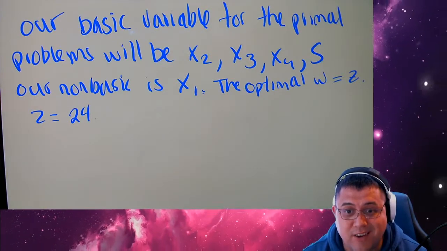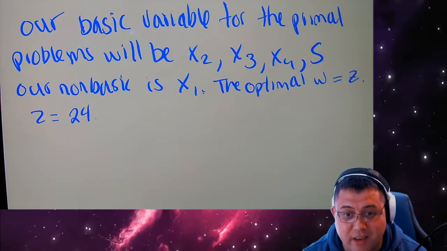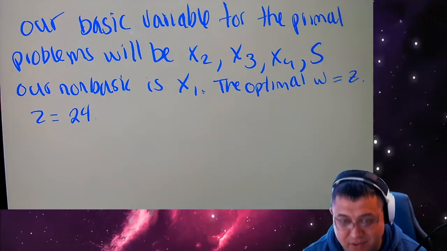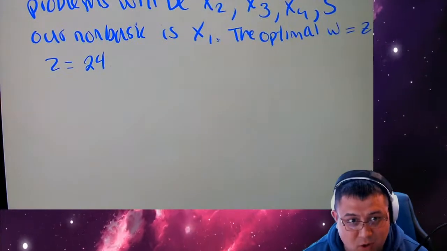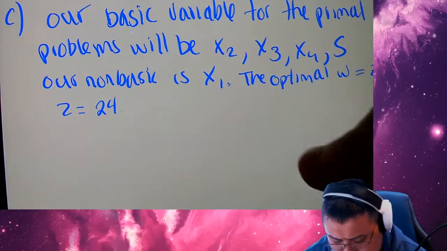I'm just learning how to do some operations research duality problems. Kind of difficult for me, so I'm going through it in my head right now. Okay, so now we say z is equal to 24.